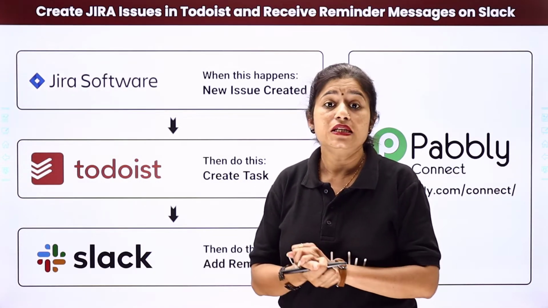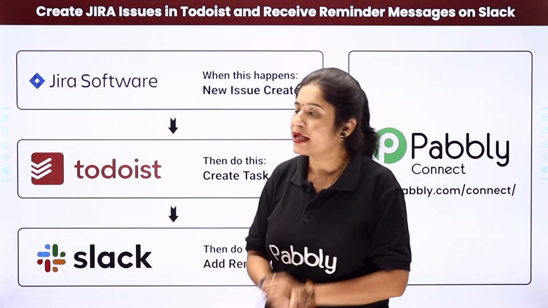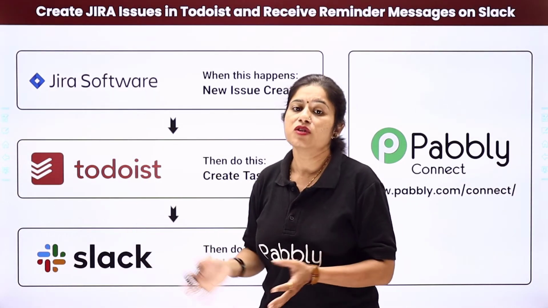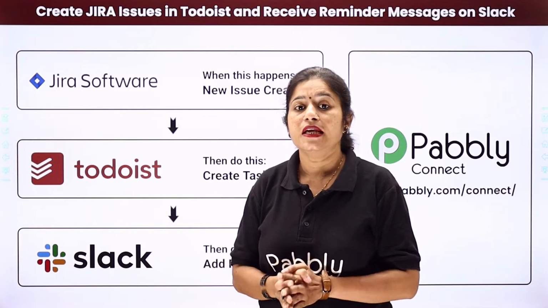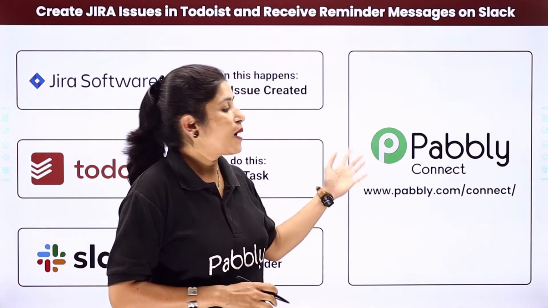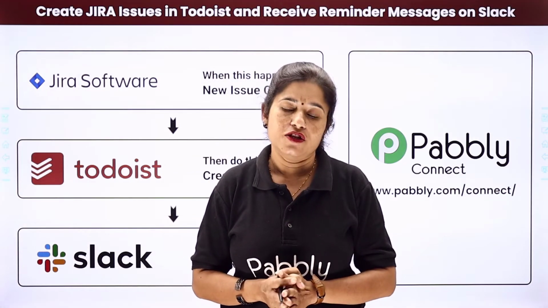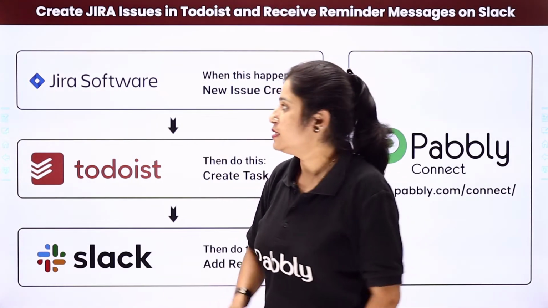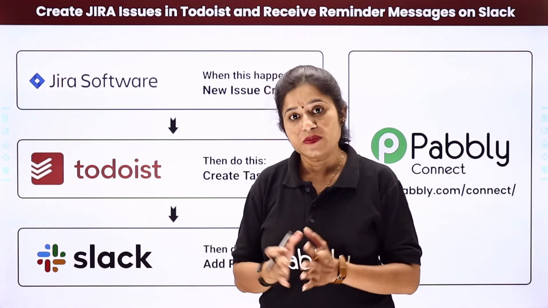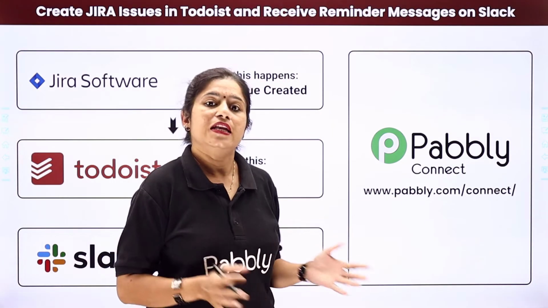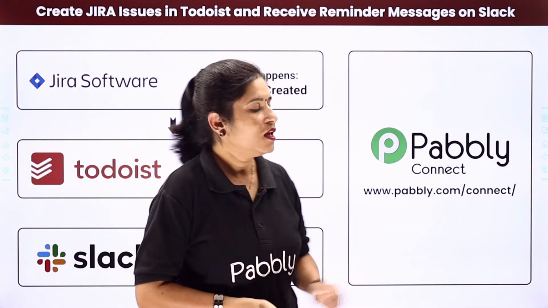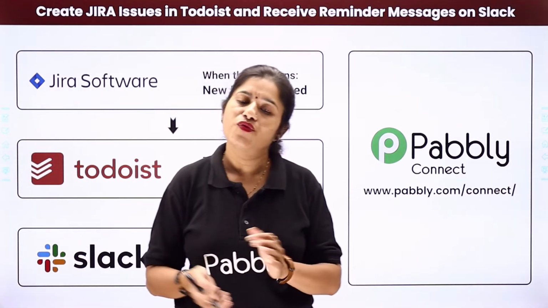But here the problem is that there is no direct connection between JIRA software, Todoist and Slack. So how is it going to happen? Here we'll be setting up an automation using Pabbly Connect. Pabbly Connect is an automation and integration software which will help us in integrating all these software applications automatically. The best part is it doesn't require any coding skills or programming knowledge. Even a non-technical person can use this software application very easily.